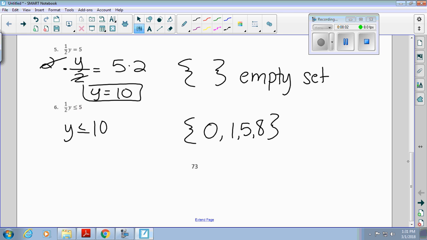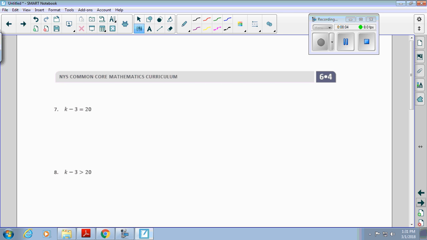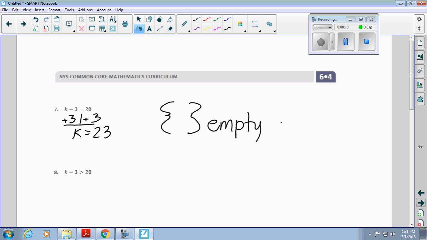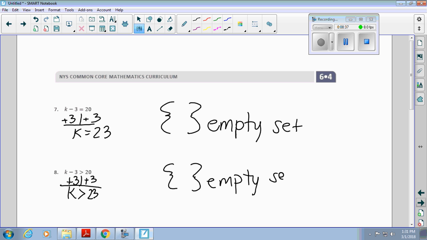On the next page, we have k minus 3 equals 20, so you want to add 3 to each side. You get k equals 23, and that is not one of the choices, so you would, again, say empty set. For this one, again, add 3 to each side. You're going to get k is greater than 23. We don't have any numbers in that group that are higher than 23 or even 23, so we are going to say empty set.